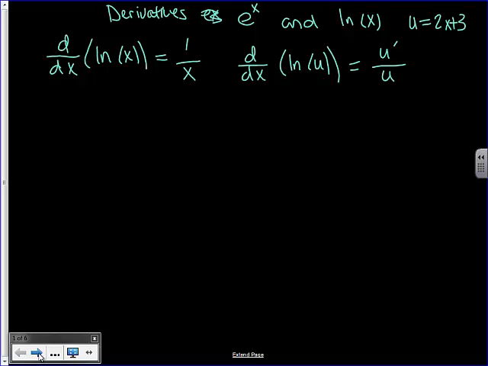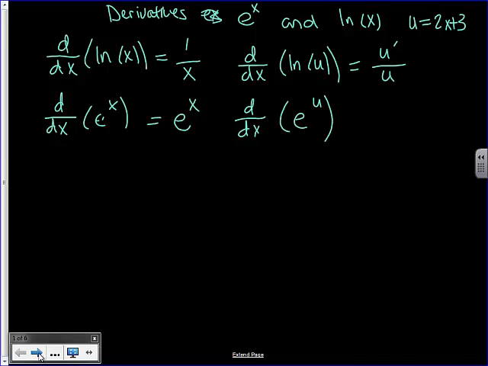Now, d/dx of e to the x, the derivative of e to the x, is e to the x. Now, this is where e to the x gets a little unique. Its inside is actually its exponent. So if I have something like e to the u, again, some function, it could be cosine 2x, it is u prime times e to the u.